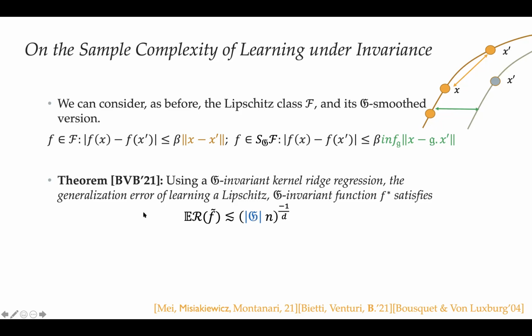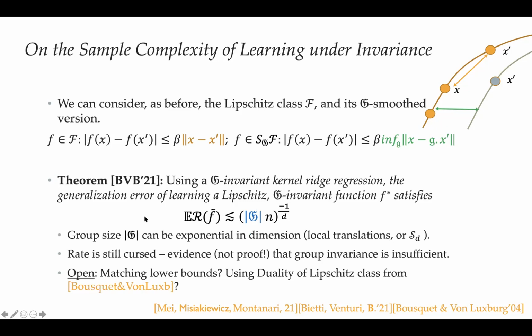So there are a couple of lessons here. The first one is that this prefactor can be very large, and can actually be exponential in dimension. I'm not going to go too much into the details, but if you think, for example, that G contains local translations, the number of possible local translations is exponential in the size of the domain. Or even if you think about permutations, about symmetric functions, this object can be very large.